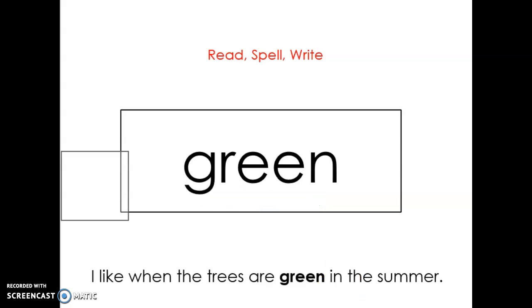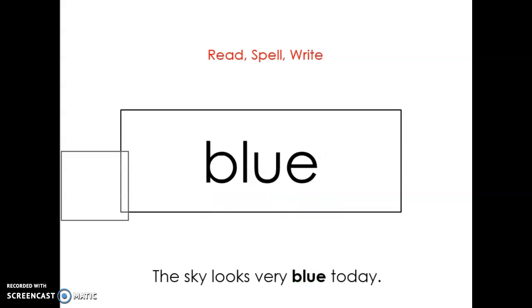Next word is green. What's the word? Spell it. G-R-E-E-N. I like when the trees are green in the summer. Next word is blue. What's the word? Spell it. B-L-U-E. The sky looks very blue today.